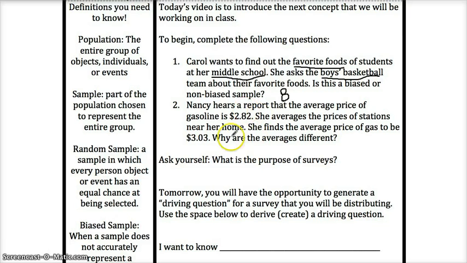Nancy's noticing that maybe she heard this on the news or something, that $2.82 is the average price of gas. Well, if that was a national news station, national means that it's across the nation. It's the average price of gas from California all the way to New York, for example. And then she's averaging the prices of stations near her home, only near her home. And that's when she finds that it's $3.03 a gallon. That's why the averages are different. She chose a smaller sample, just near her home, whereas this report is saying that the average price is $2.82. That's because this report is from a larger sample.